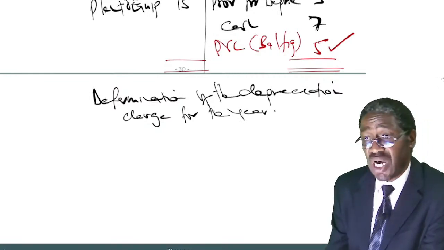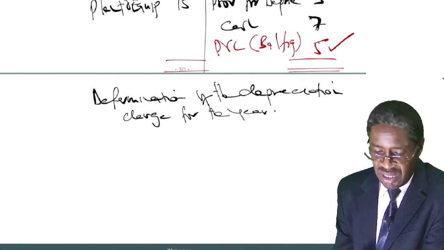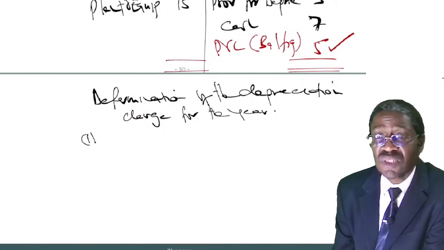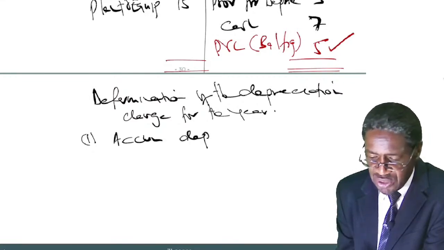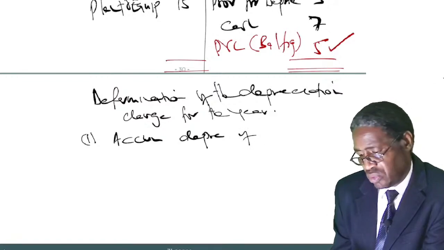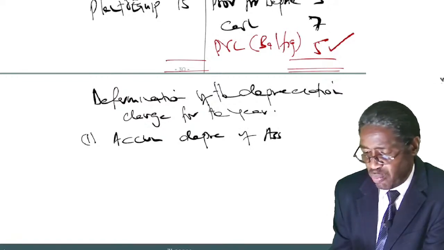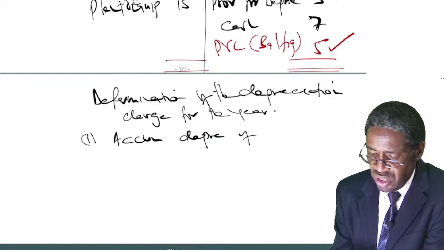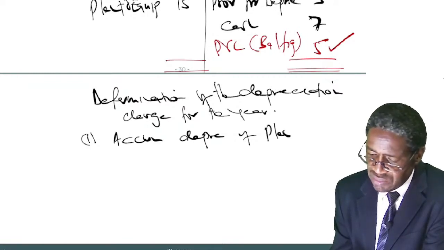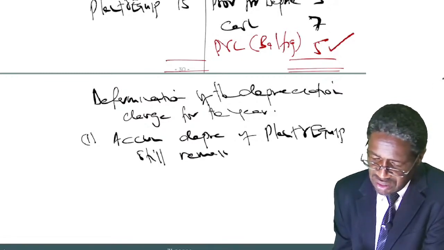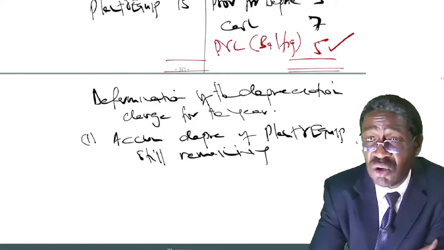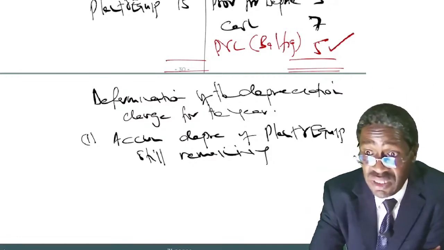Determination of the depreciation charge for the year. Then you can come and say number one, accumulated depreciation of assets, or plant and equipment, put it that way. Determination of accumulated depreciation of the plant and equipment still remaining.